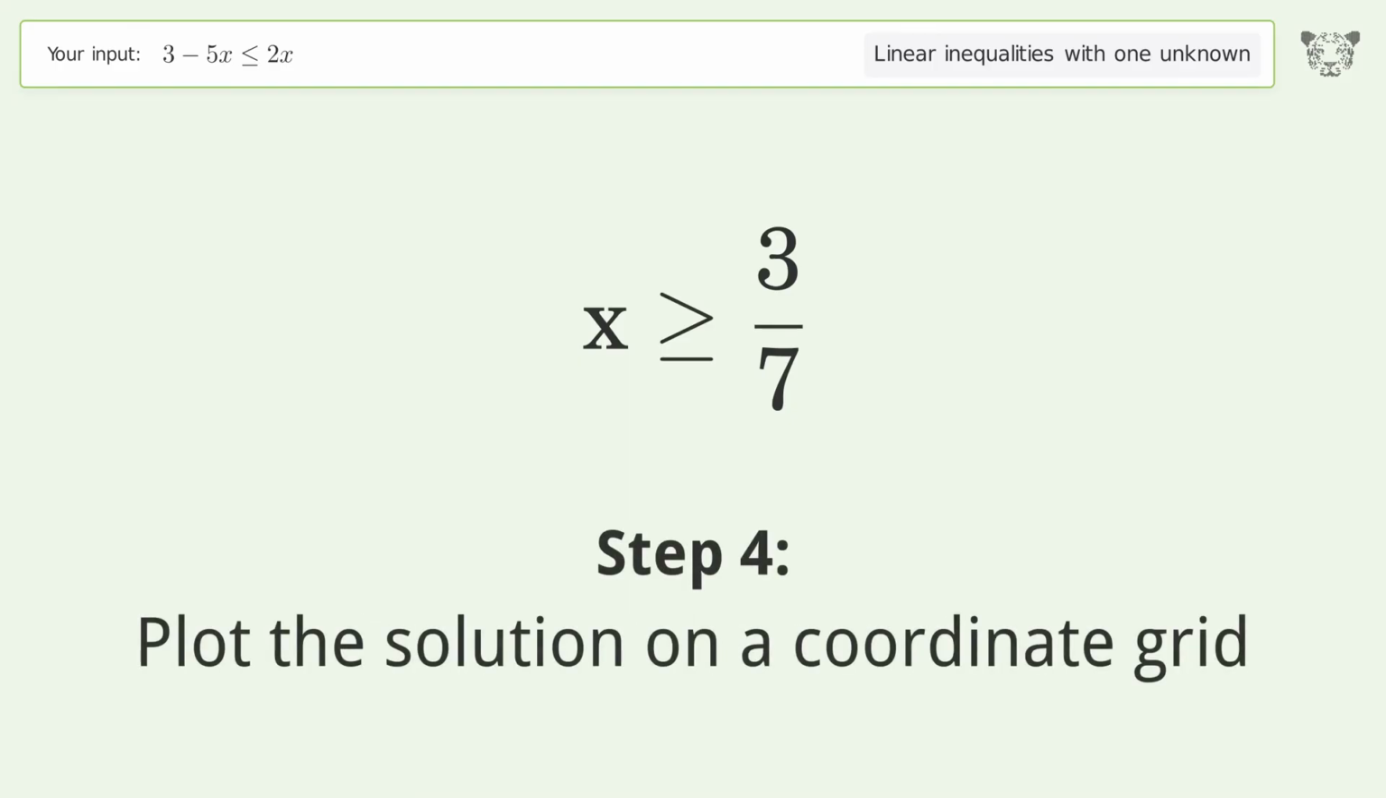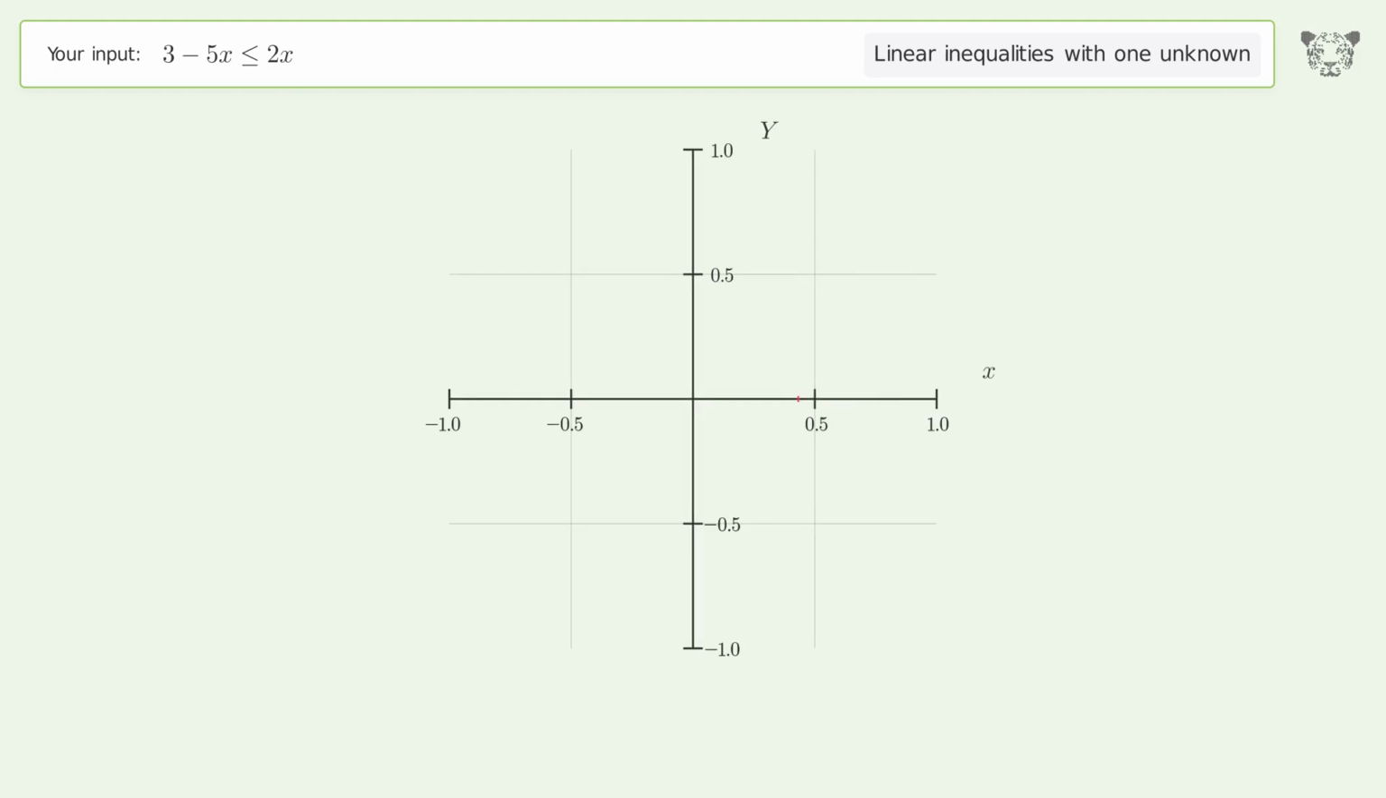Plot the solution on a coordinate grid. And so the final result is x equal or greater than 3/7.